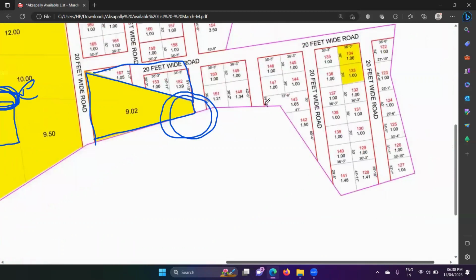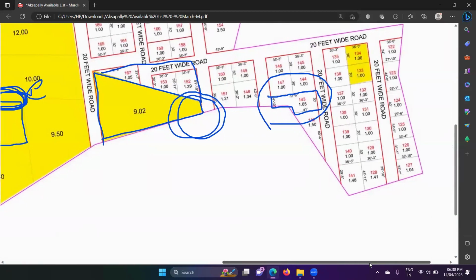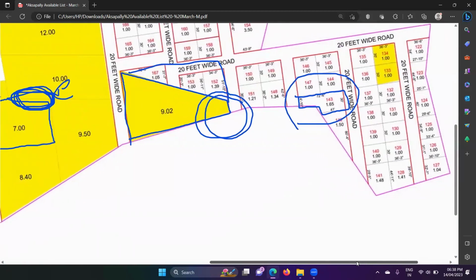And there is one more property here, if you see, this is another property wherein the southwest is cut. This property you should avoid. So you have to be very careful while selecting.